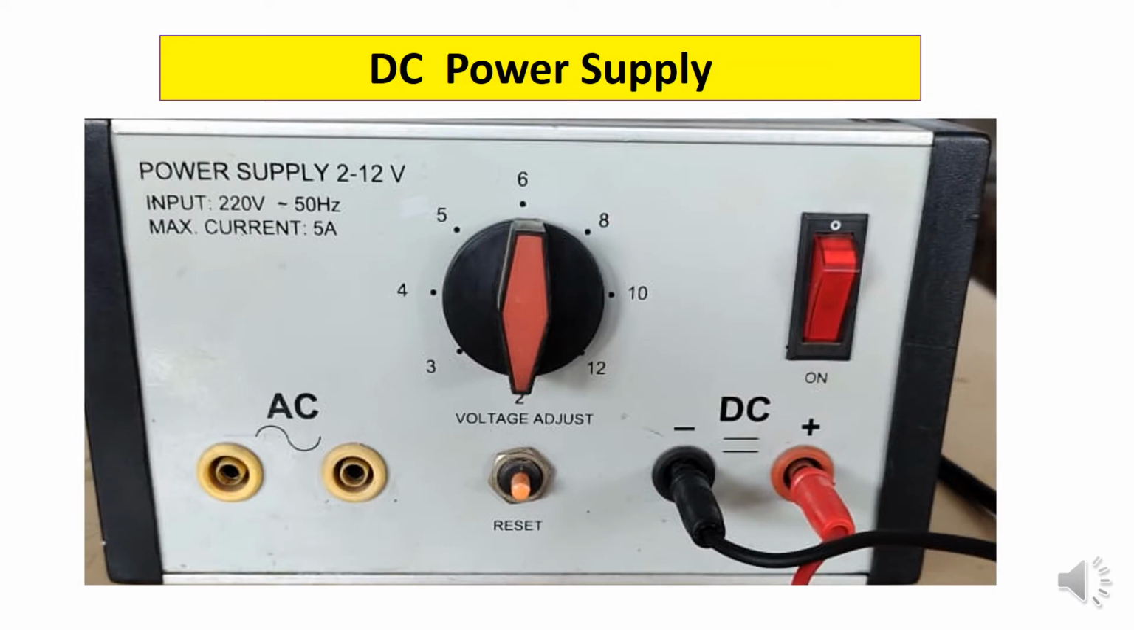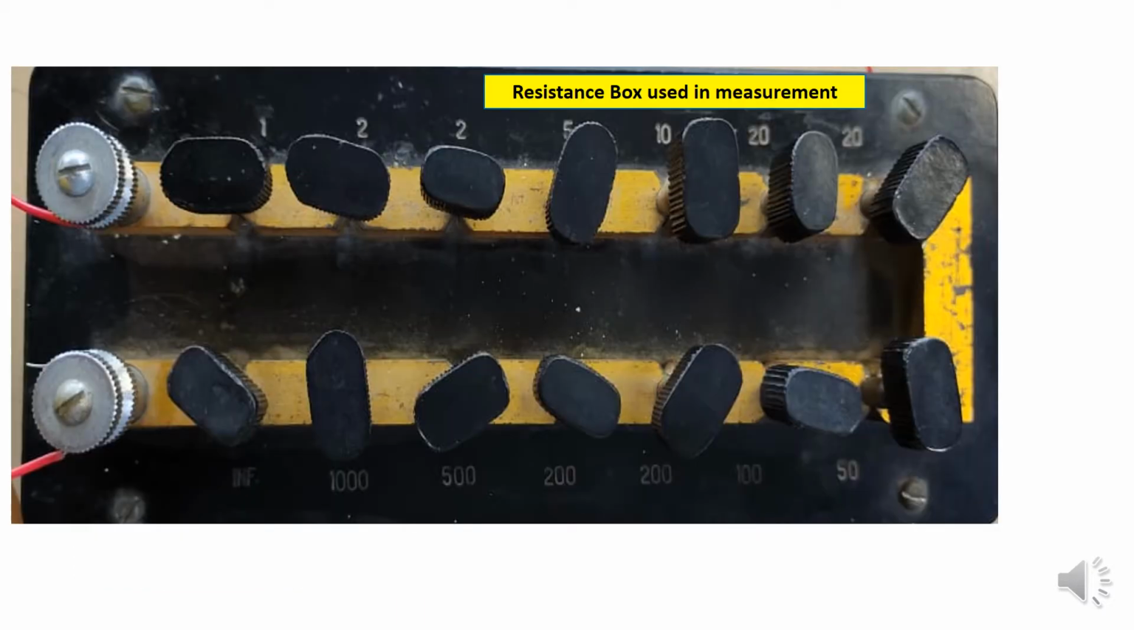This is the power supply which we use. 2 to 12 volt DC can be given through this power supply. And this is the resistance box. You can see this is 1000, this is 500 ohm, this is 200 ohm. If you take out this key, accordingly that resistance will be there. Like this, if you take out this key, then 500 ohm resistance will be there.